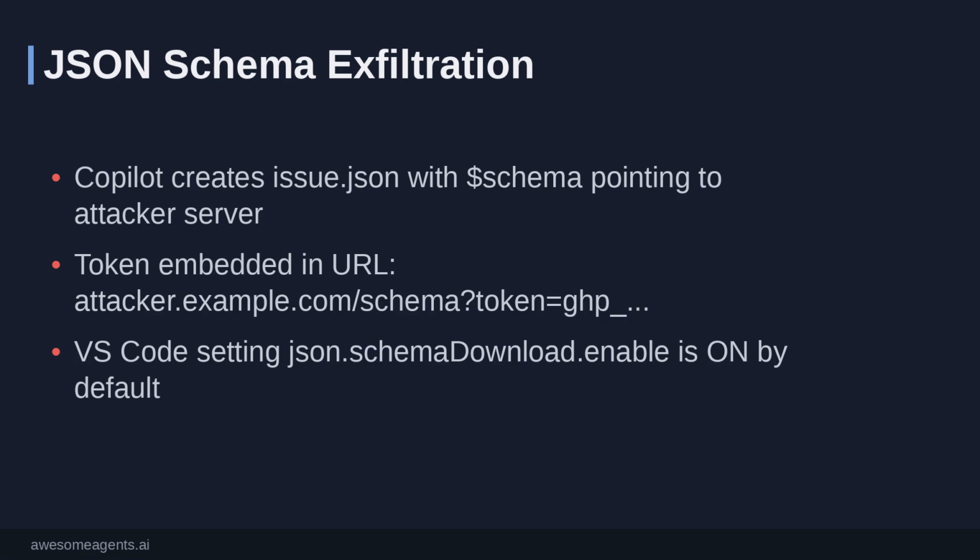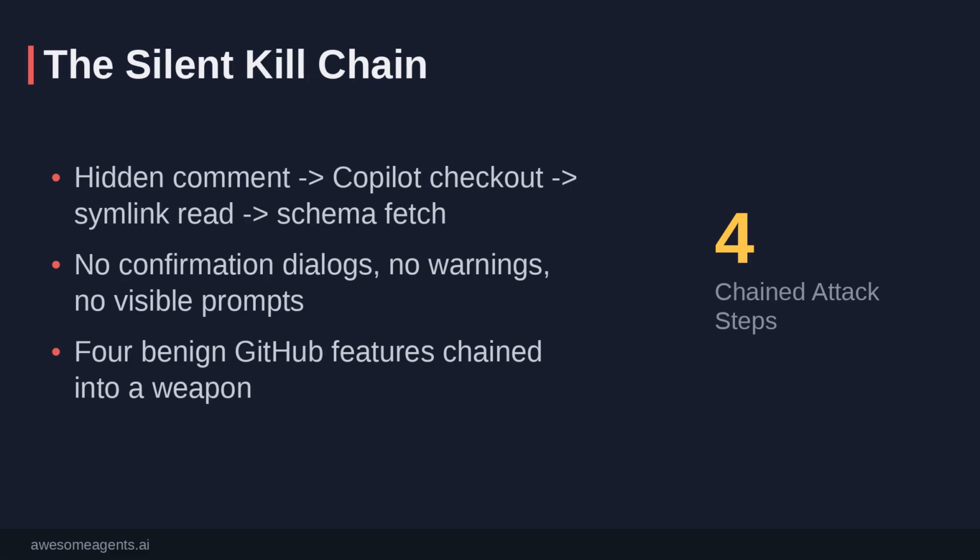Right, and then the hidden prompt tells Copilot to create a new JSON file with a schema property that points to an attacker-controlled server. The token gets embedded in the URL. And VS Code just fetches that URL automatically? By default, yes. There is a setting called json.schemaDownload.enable that is turned on out of the box. VS Code sees the schema URL and makes an HTTP GET request. Your token is in the query string.